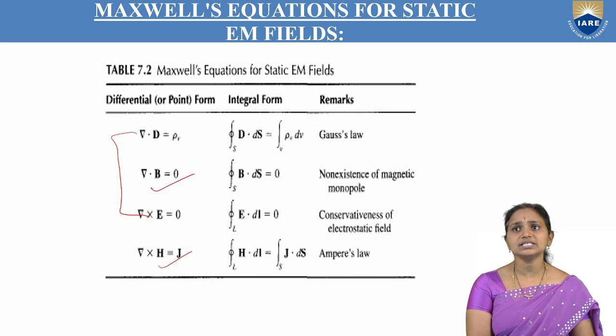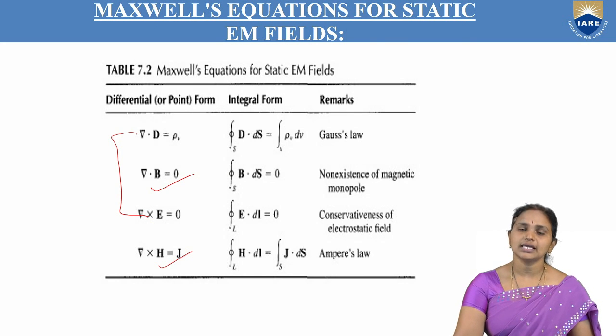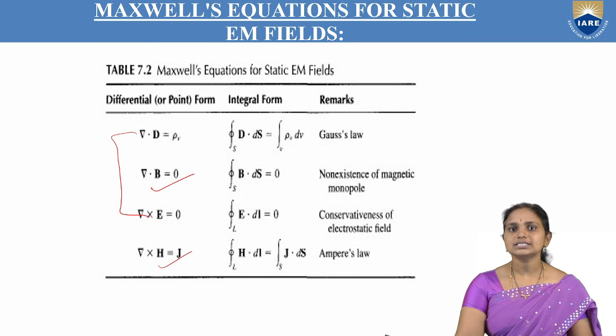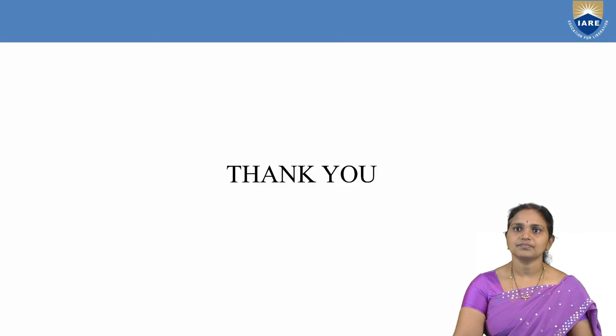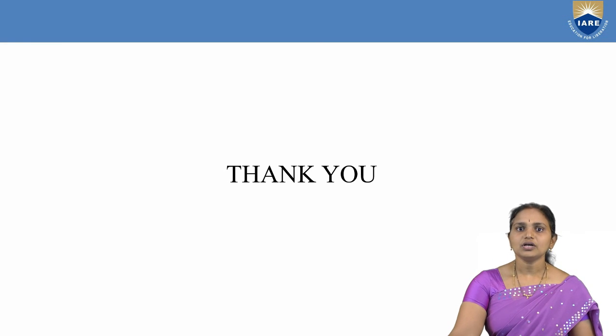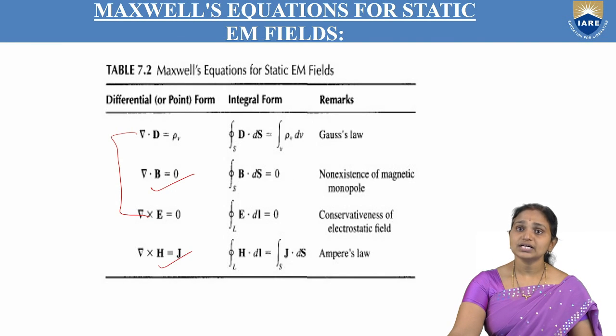This is about Maxwell's equations for static EM fields: two for the static electric field and two for the static magnetic field. By combining those, we have four Maxwell's equations for static EM fields. This is about magnetic flux density and Maxwell's equations.